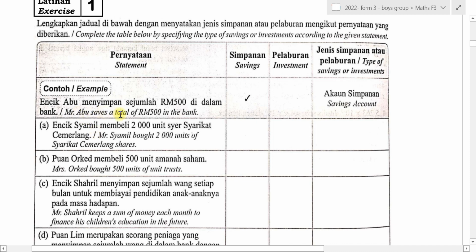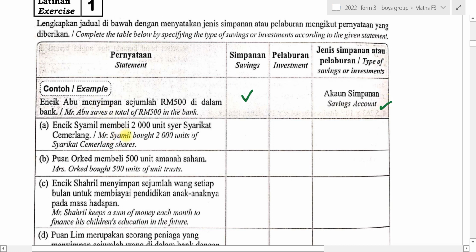Mr. Abu saves. Complete the table below by specifying the type of saving or investment according to the given statement. Mr. Abu saved a total of 500 in the bank. So it is a saving. When you save inside a bank, we call it savings. What type of saving is that? Savings account.